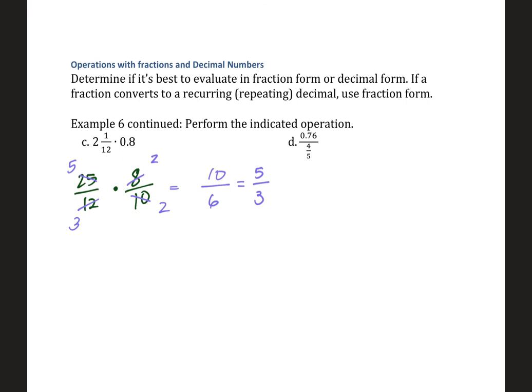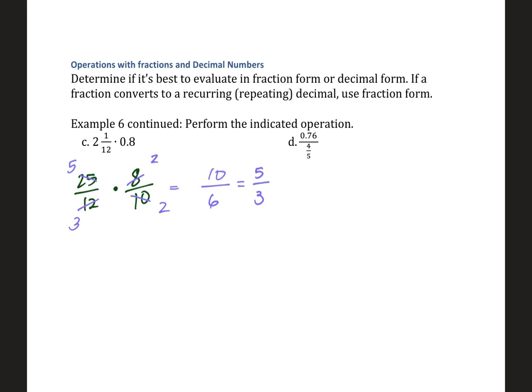For letter D, I see this 4 over 5. Actually, 4 over 5 can convert pretty simply to a decimal. 4 over 5 is going to be 0.8. However, it's division, and I don't like doing division. So you can do either, but I'm going to try converting 0.76 to a fraction and then doing it from there. Because, again, dividing a fraction by a fraction is easier than dividing a decimal number by a decimal number.